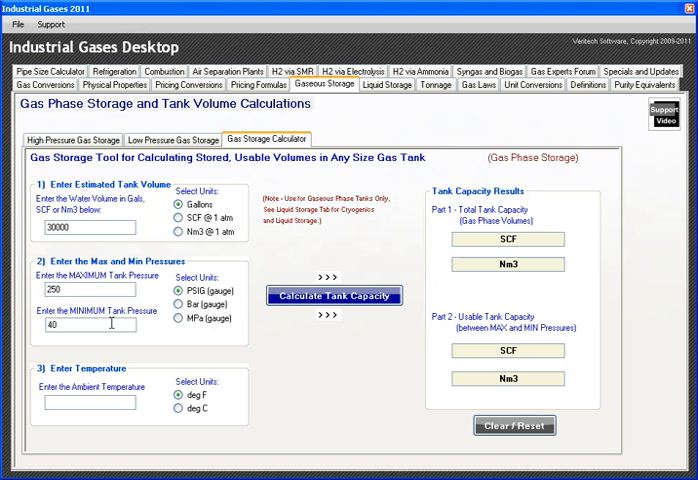I need to know how much volume that represents. And then I'm going to enter an ambient temperature, an average outside temperature. I'll say 70 degrees Fahrenheit. Of course, temperature has a big impact on gas capacity. Okay, so we've got the parameters set up here in boxes 1, 2, and 3. Simple to calculate by hitting the button here, and we get some good data.